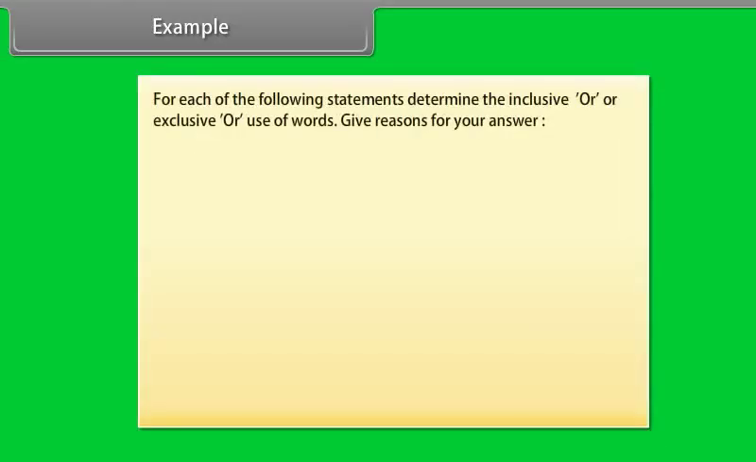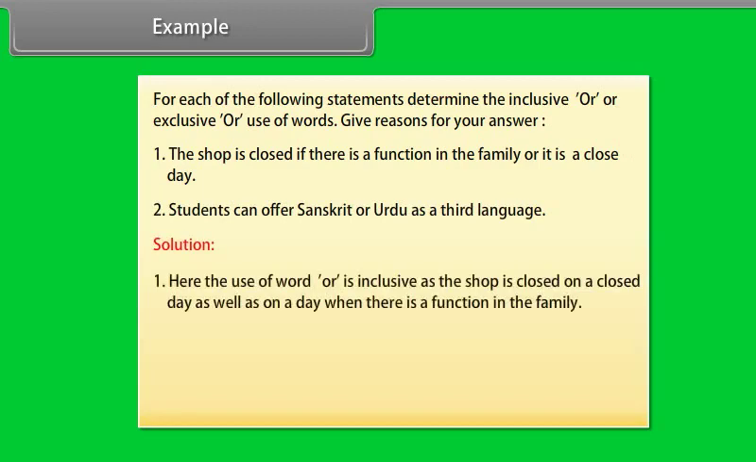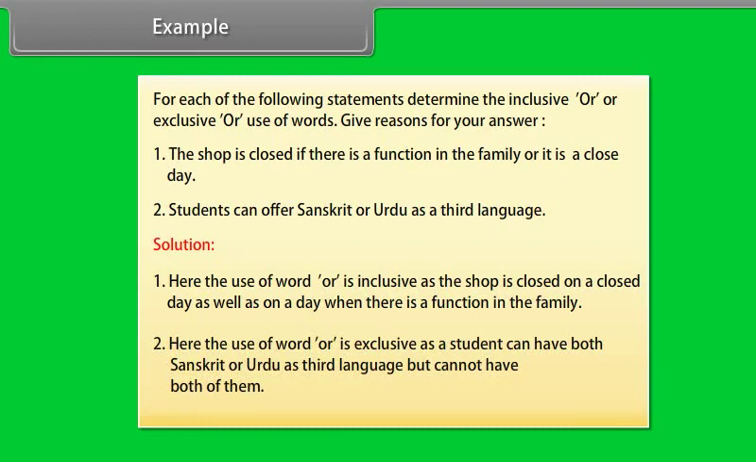Example: for each of the following statements, determine the inclusive or exclusive use of the word "or". Give reasons for your answer. 1. The shop is closed if there is a function in the family or it is a closed day. 2. Students can offer Sanskrit or Urdu as a third language. Solution: 1. Here the use of the word "or" is inclusive as the shop is closed on a closed day as well as on a day when there is a function in the family. 2. Here the use of the word "or" is exclusive as the student can have either Sanskrit or Urdu as third language but cannot have both of them.